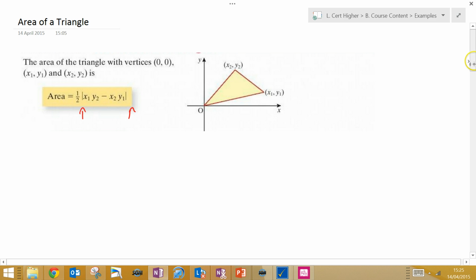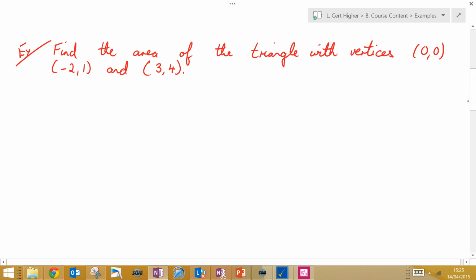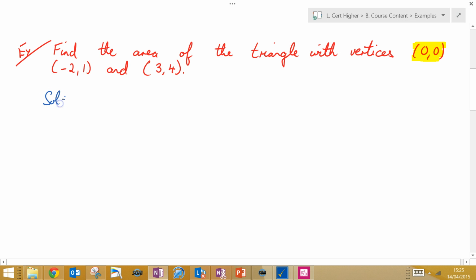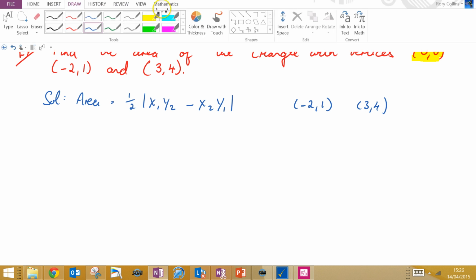Let us have a look at our example. Find the area of the triangle with vertices (0, 0), (-2, 1) and (3, 4). It's important to note that to use this formula, one of our vertices must be (0, 0). In this case it is. Therefore we can use our formula to find the area. Area is given by a half of |x1 multiplied by y2 subtract x2 multiplied by y1|. Our two points, (-2, 1) and (3, 4), are what we're going to use in our formula.